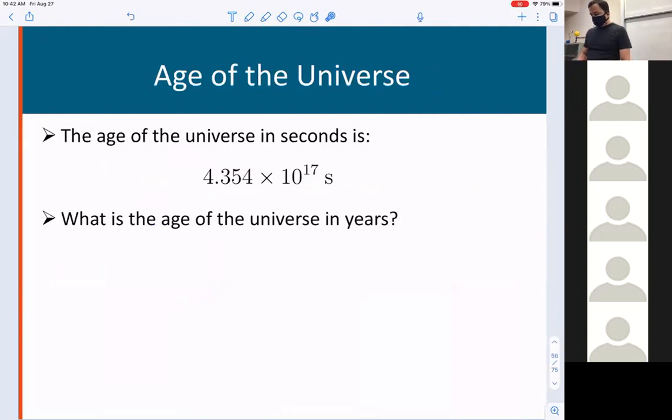Here's a quick calculation, another one. We've been through units quite a bit. The age of the universe is about 10 to the 17 seconds.